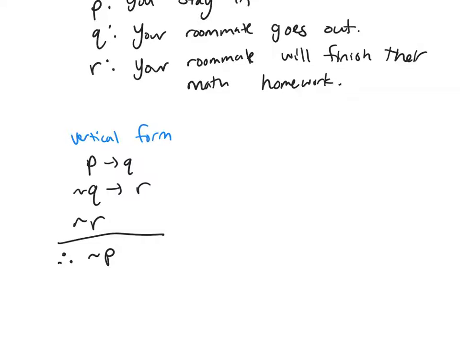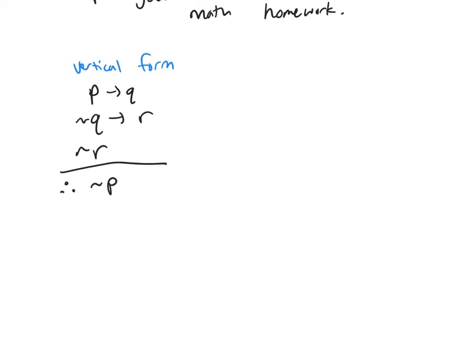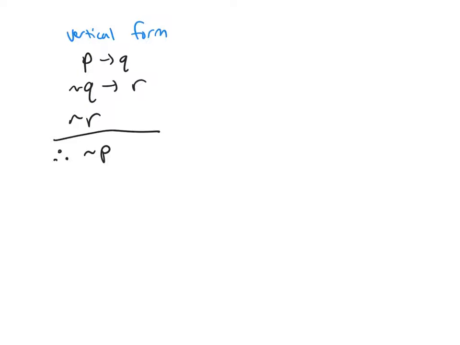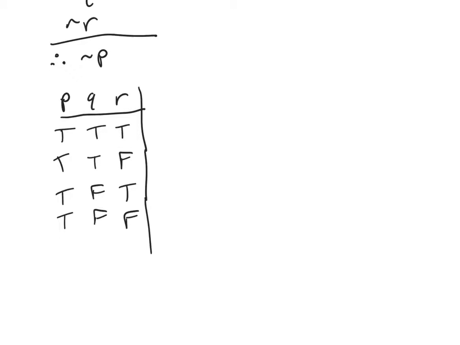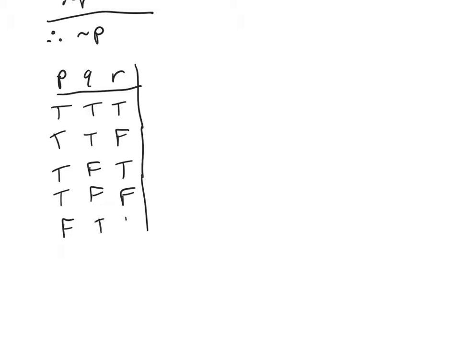So now that I've got my argument written in this vertical form, I can now put my truth table together. Here I have 3 statement variables, P, Q, and R. So I'm going to need 3 columns, which means I'm going to have 8 rows in my truth table. Okay, and then true, false. And then I just repeat those last 4, but I change P to being false. Okay, so I've got my 8 rows.